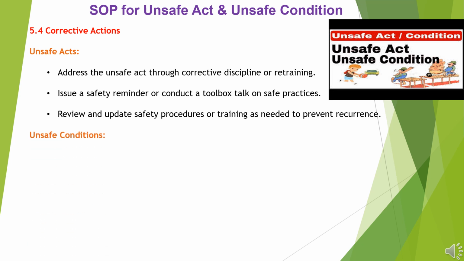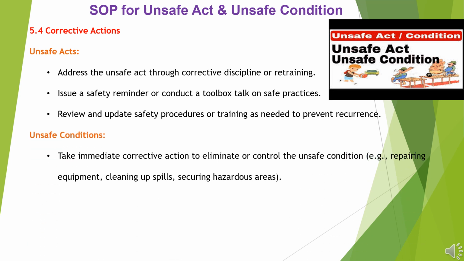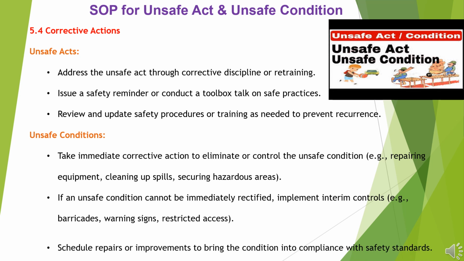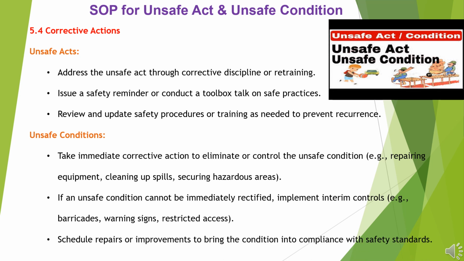Unsafe conditions. Take immediate corrective action to eliminate or control the unsafe condition, e.g., repairing equipment, cleaning up spills, securing hazardous areas. If an unsafe condition cannot be immediately rectified, implement interim controls, e.g., barricades, warning signs, restricted access. Schedule repairs or improvements to bring the condition into compliance with safety standards.